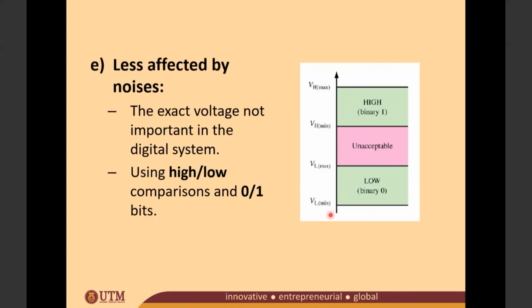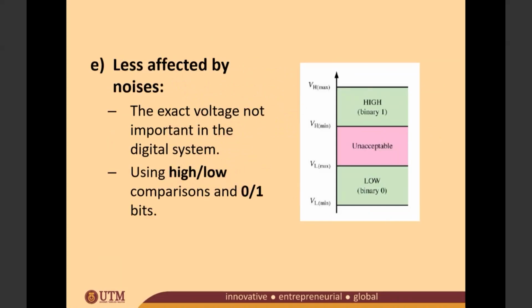And D, less affected by noise. Okay, so like I told you earlier, in the digital system, the signal is less affected by noise. Why? Because the exact voltage is not important in the digital system. Why do we only focus on two logic levels here? Either it is logic high or logic low.